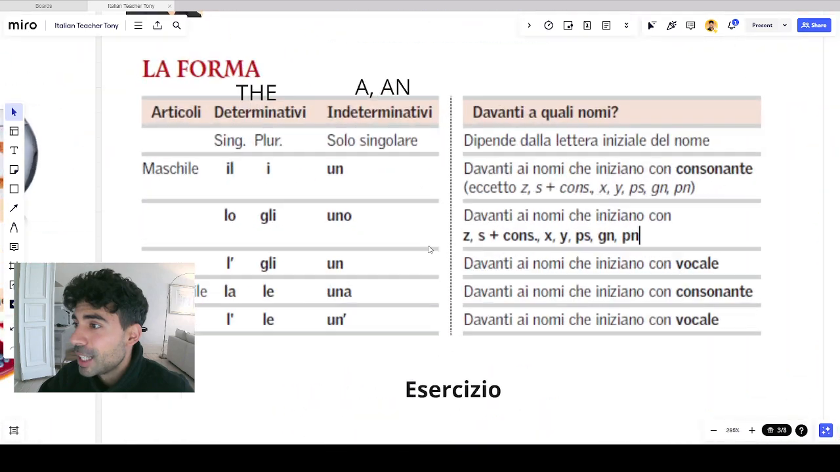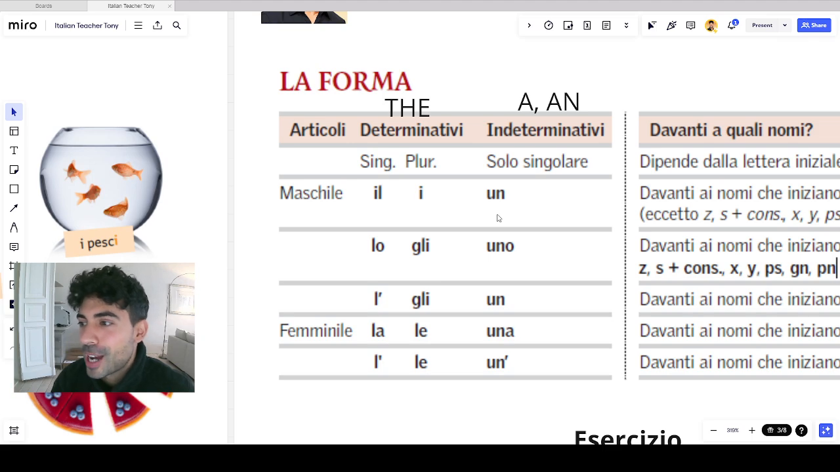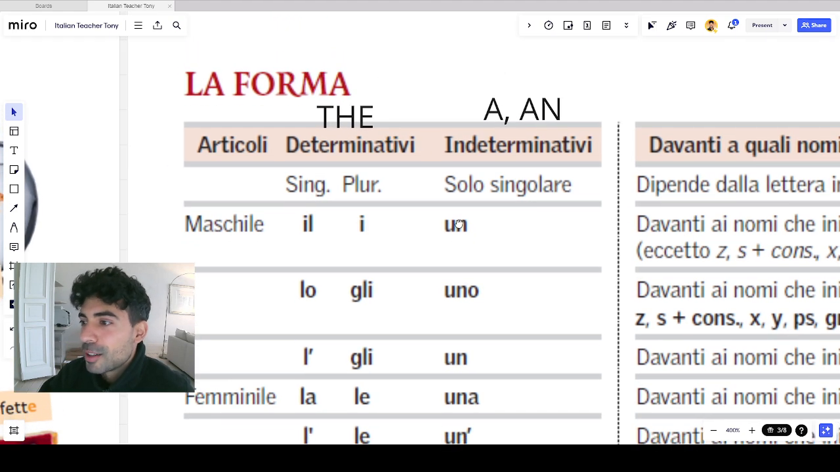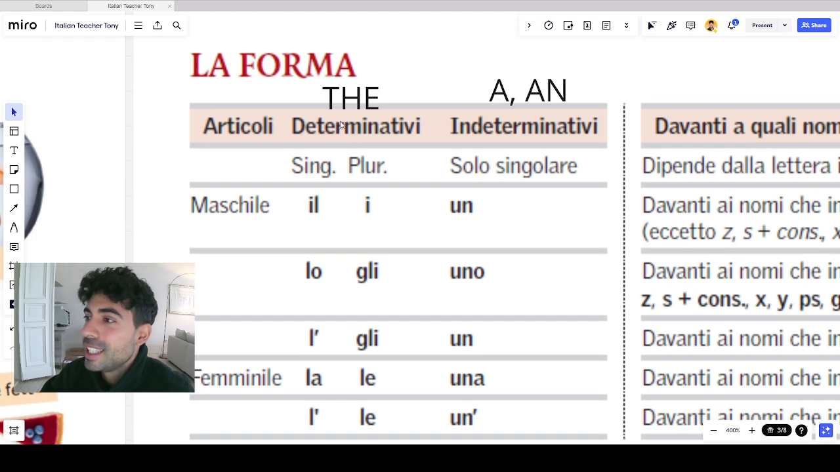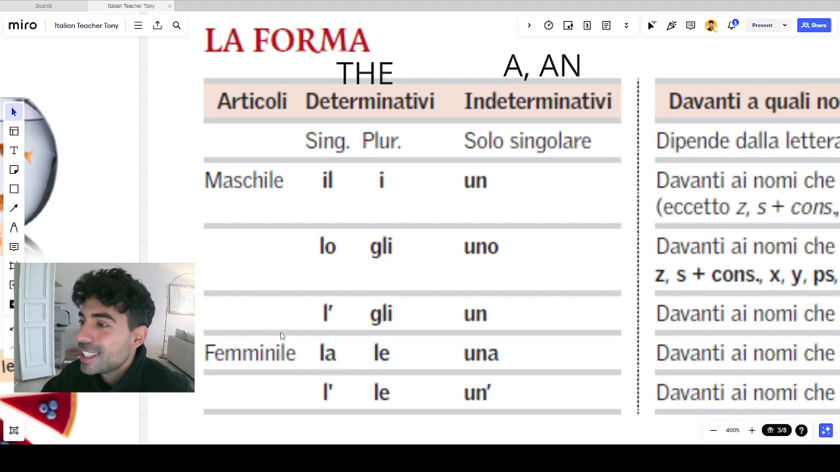The very next thing we're going to do is the articles in Italian. So now you know how to distinguish if a noun is masculine, feminine, singular, or plural. The next thing you want to be able to do is use the right article. In English, we are lucky because we only have one article, which is the. In Italian, we are a bit unlucky because we have many articles that all translate to the.